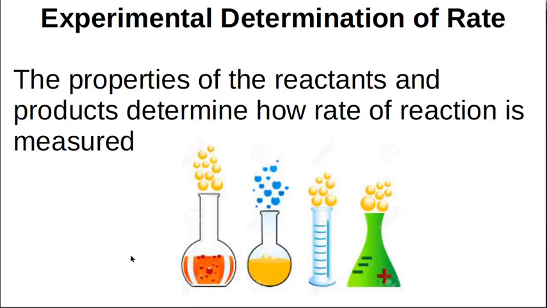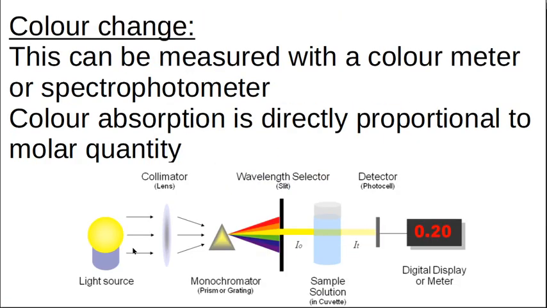Okay, there's a small bit about experimental determination of rate, and then we're going to look at exactly the mechanism of reactions. So how will you determine experimentally in the laboratory how fast your reaction rate is going? The answer is, it depends. It depends on the properties of the reactants and their products to determine how you're going to measure it. So let's look at some examples.